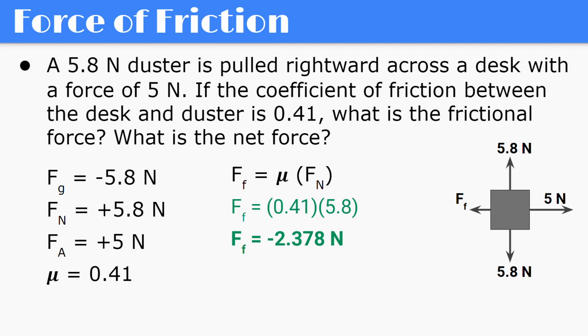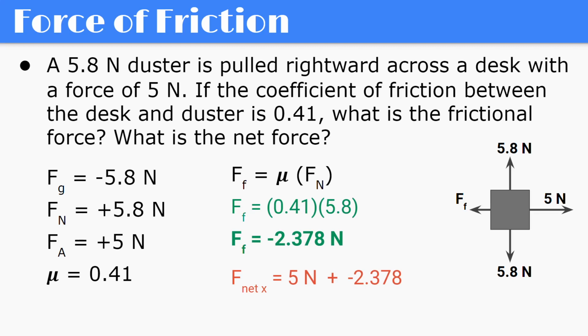Yes, sir? So in this free body diagram, can you tell which direction it's going? I can. If friction is labeled on my free body diagram, I can tell what direction my object is moving because friction will oppose its motion. It also says it's pulled rightward across the desk. Okay, but yes, if you have friction labeled, you can tell. All right.